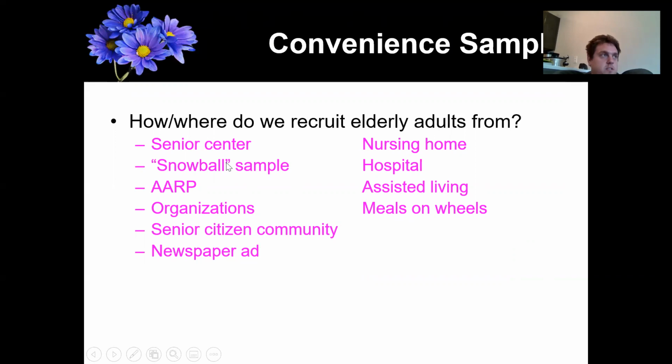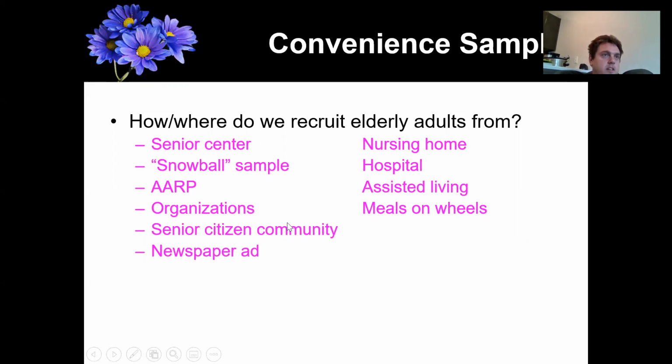By the way, snowballing, this is just when you kind of distribute a study through word of mouth. So you give it to one person and then you tell them, hey, give this to your friends. They can do it as well. So it kind of snowballs. But where you're drawing your sample, so these different things all sound like good places where you could recruit elderly adults to do your study.